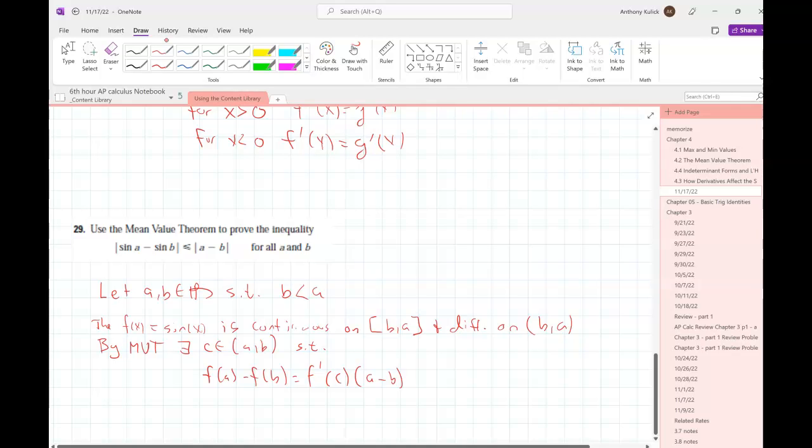Before we get going too far, can you just explain to me why you chose sine of x? Well, because that's the function that I want.